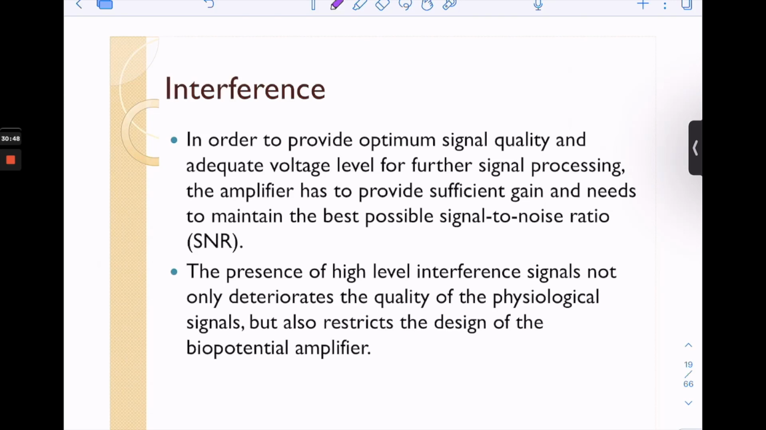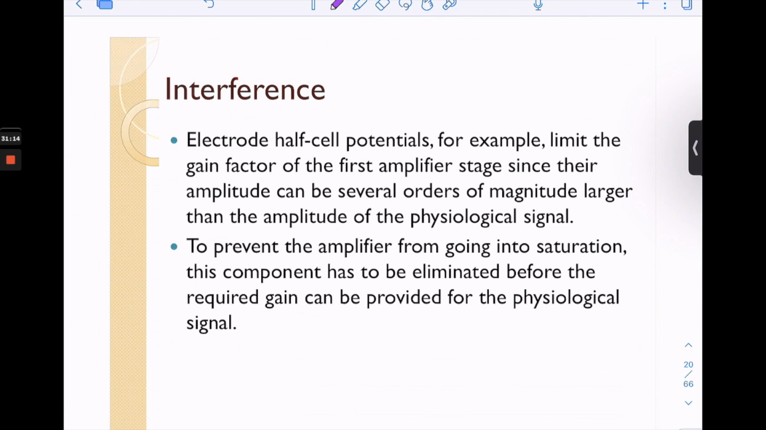Right, so in order to provide optimum signal quality and adequate voltage level for further signal processing, the amplifier has to provide sufficient gain and needs to maintain the best possible signal to noise ratio. So the presence of high level interference signals not only deteriorates the quality of the physiological signals, but also restricts the design of the biopotential amplifier.